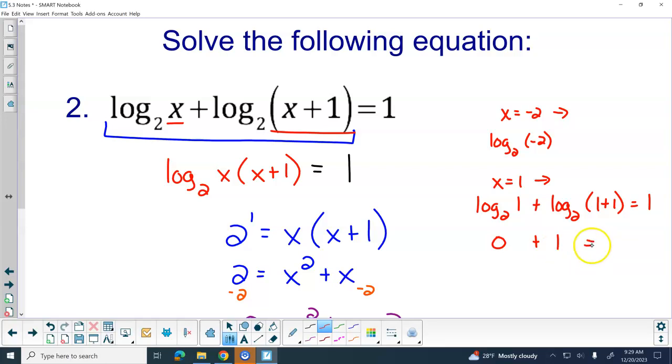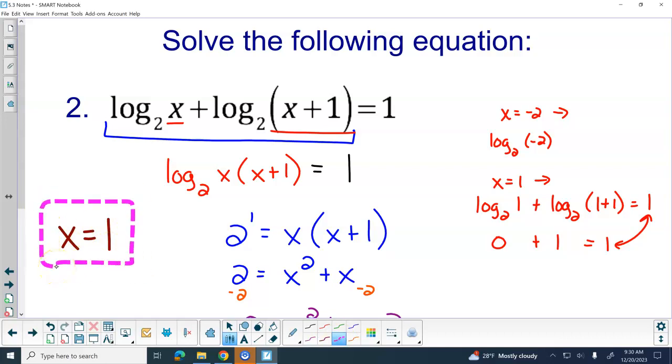1 is equal to 1. Yes. So my final answer is just x equals 1. If you give me negative 2 there, I will take many points off. Okay?